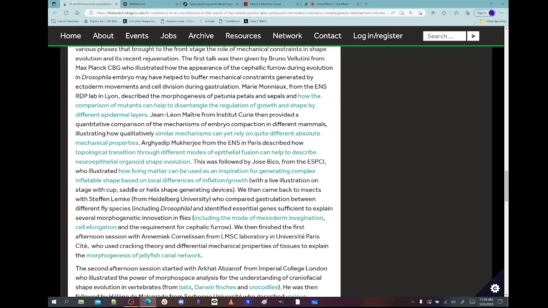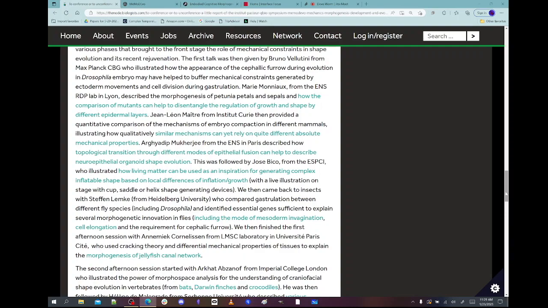We also look at insects, looking at different gastrulation in different fly species. So identifying genes that explain differences in morphological changes between species, but also within the common ancestor that resulted in the different species. So he's looking specifically at the mode of mesoderm invagination, cell elongation, and the requirement for cephalic furrow formation.